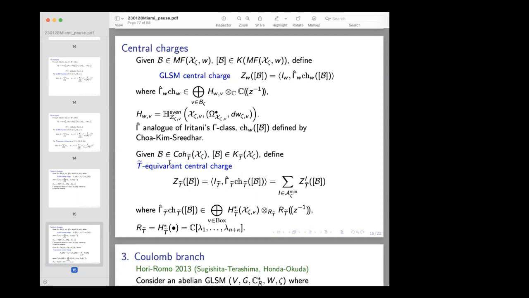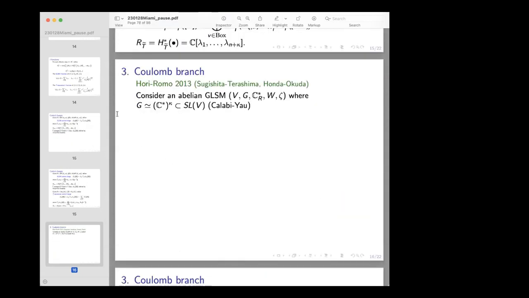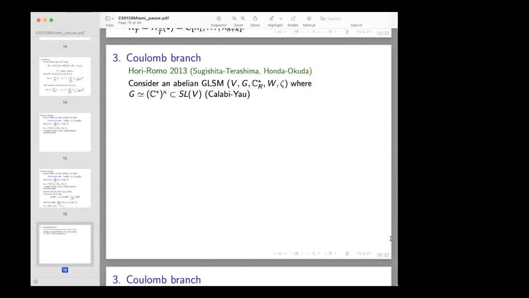So the next thing is, this is some formal power series in numerical variables. In this T-tilde equivariant version, it actually has some Mellin-Barnes integral representation, which allows one to do analytic continuation. So this is the Coulomb branch. So we consider abelian GLSM with the additional condition that it is Calabi-Yau.